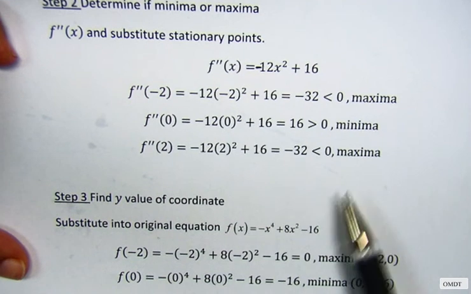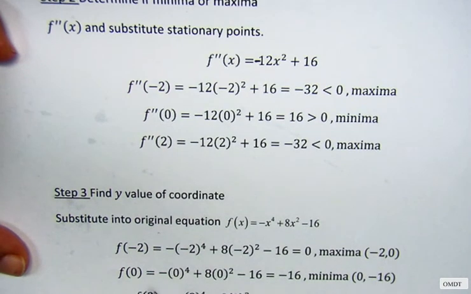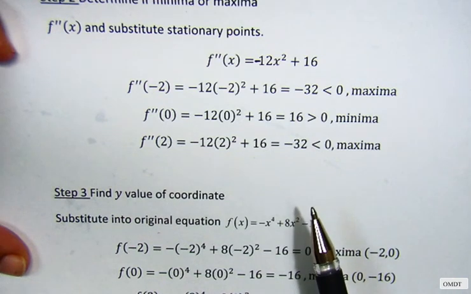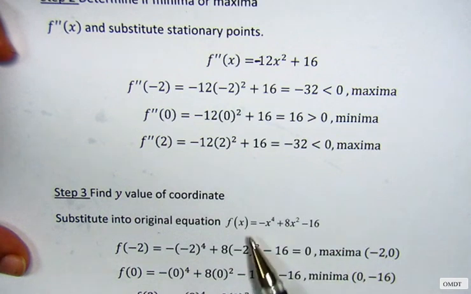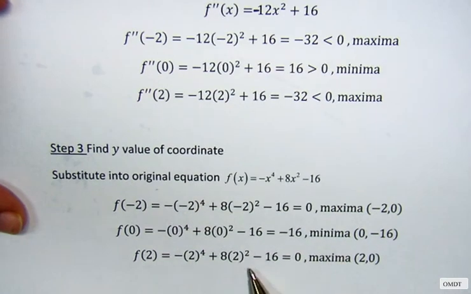We want to give our answer in coordinate form. So what we need to do, we need to substitute the x values of the stationary points which we have found in step 1 into the original equation. This is our original equation. So let's do this.